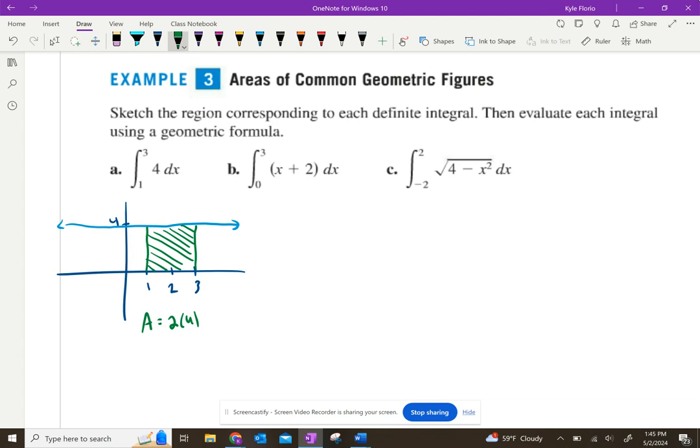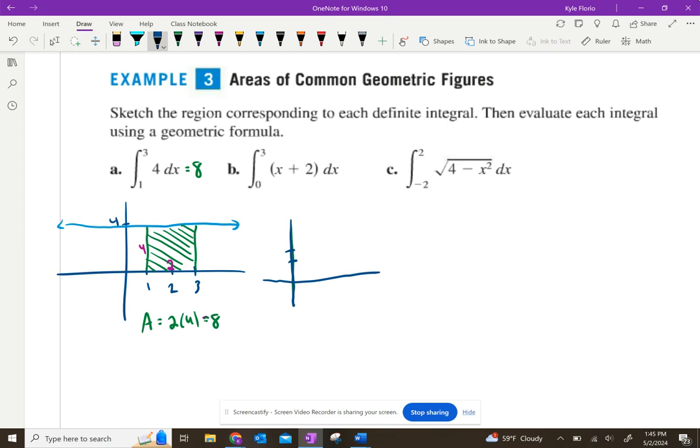Right, so it's 2 by 4. So that's going to give us 8. So that means this is equal to 8. Without having to do an infinite sum or a Riemann sum, the geometry kind of makes it a little bit simpler. Now on this one right here, we're looking for the region bounded by the function x plus 2.